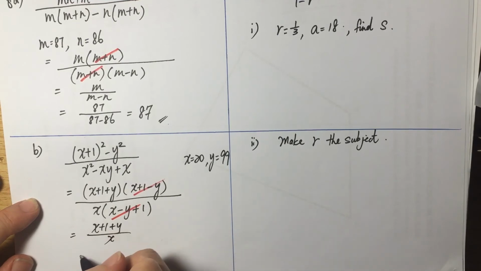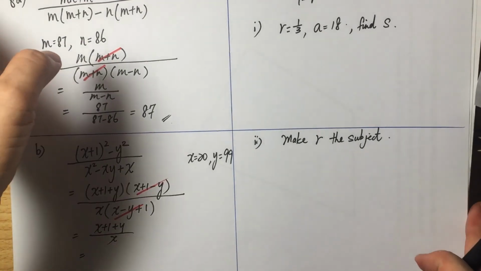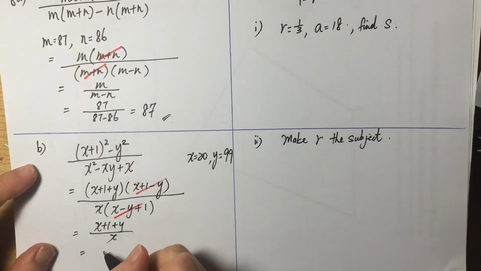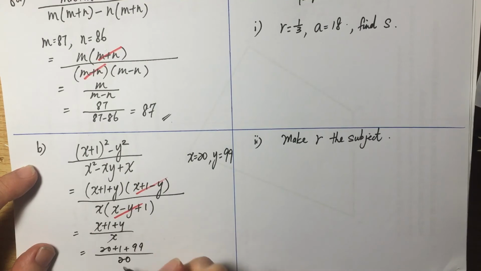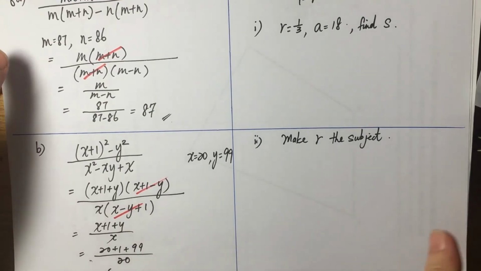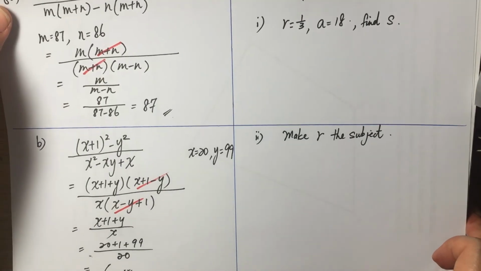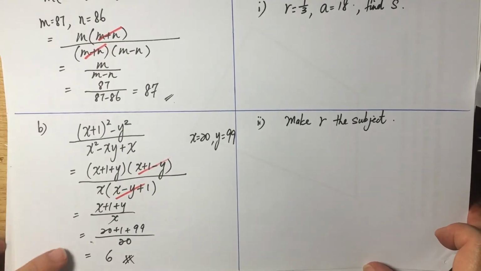And now I can do substitution. So my x value is 20, 1, and then 99 divided by 20. So can you see this is 120 divided by 20? So the answer is 6. Can you see? Yes, the answer is 6.